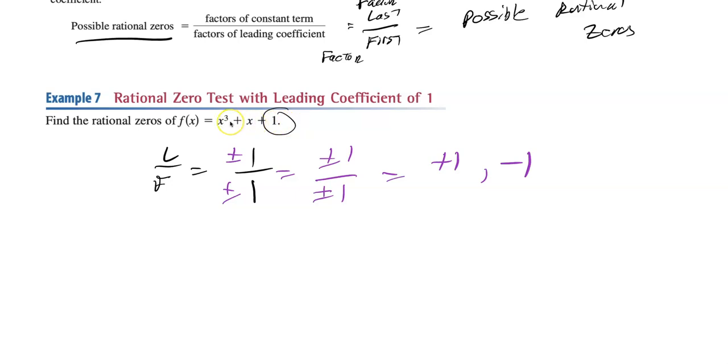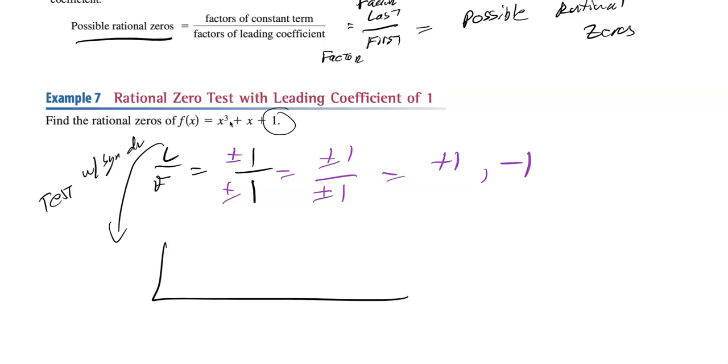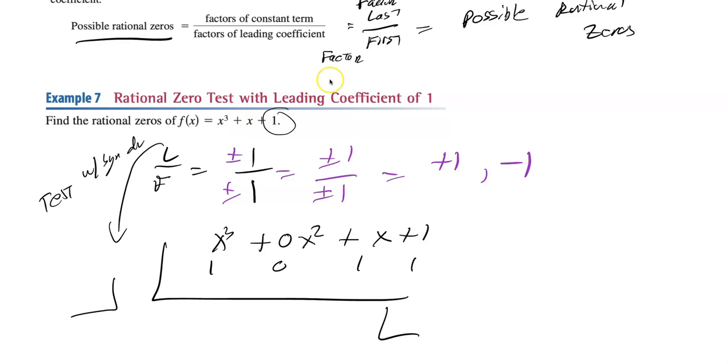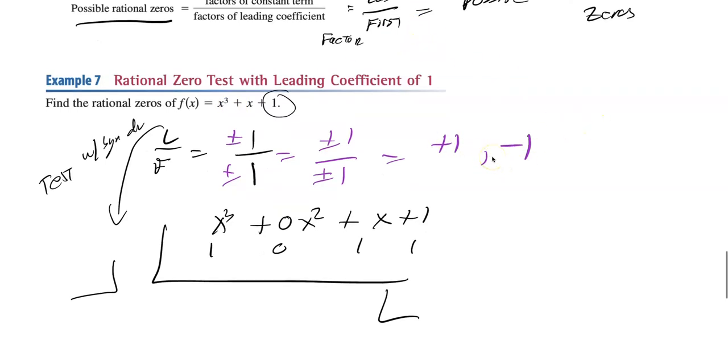Well, we're going to do synthetic division. Test with synthetic division. So we have x cubed plus 0x squared plus x plus 1. So 1, 0, 1, 1. And then we just try one out. There's no shortcut to this. You've got to pick one. Do you want to try plus or minus 1? There's no right or wrong answer. Let's try positive 1.